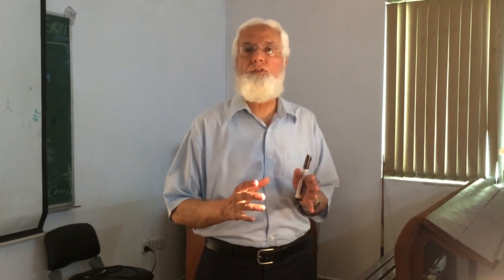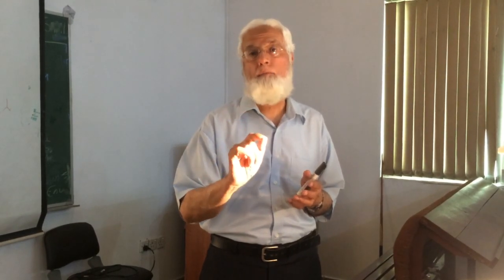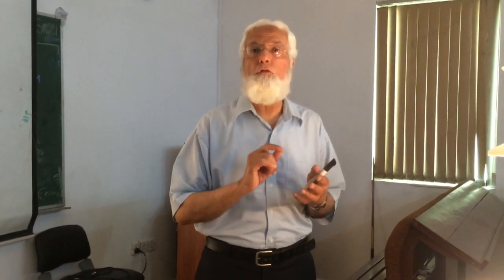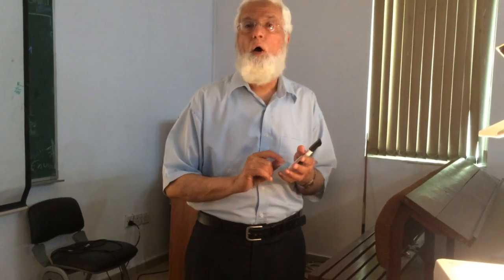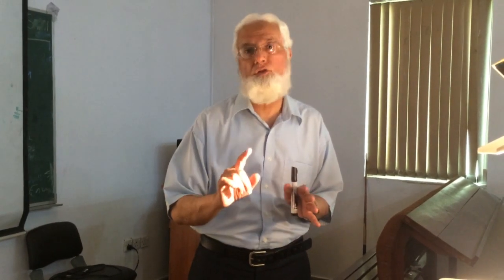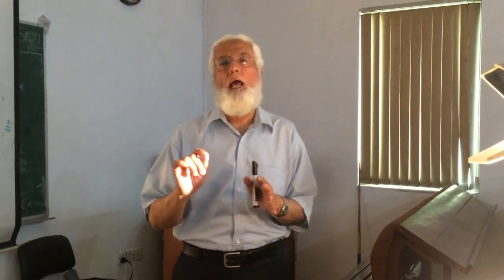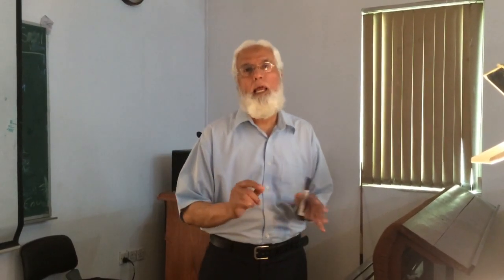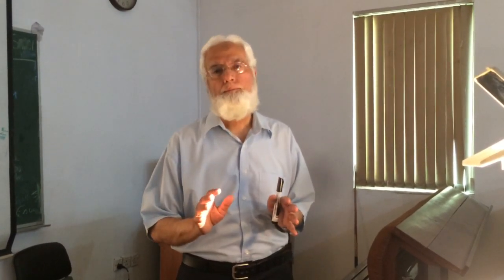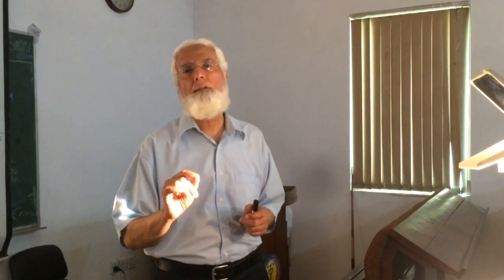So these are the features due to lesion in the corticospinal tract. I repeat, loss of voluntary skilled movements of distal parts of limbs. Babinski's sign is positive, and there is loss of superficial abdominal reflex, and also loss of cremasteric reflex.